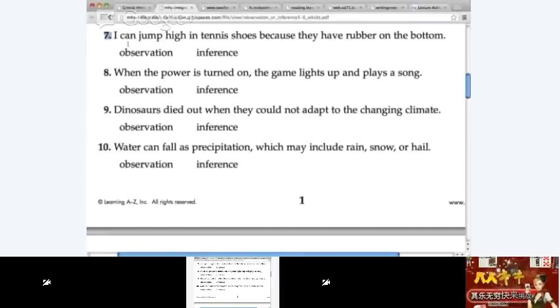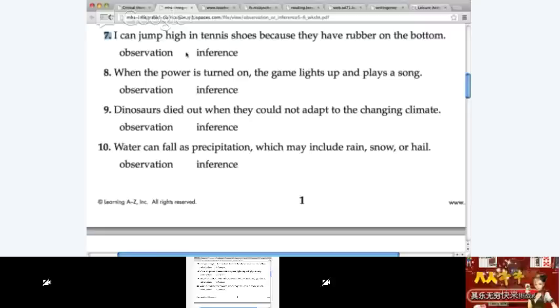Number seven. Yes. I can jump high in tennis shoes because they have rubber. Yes. Rubber on the boot bottom. Perfect. Good job. Okay, so what is that, an observation or an inference?